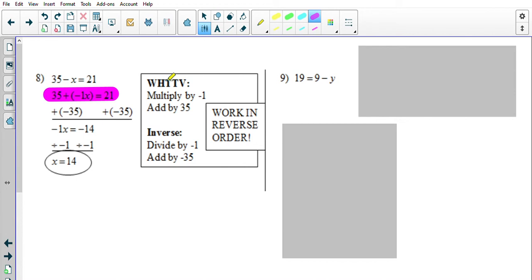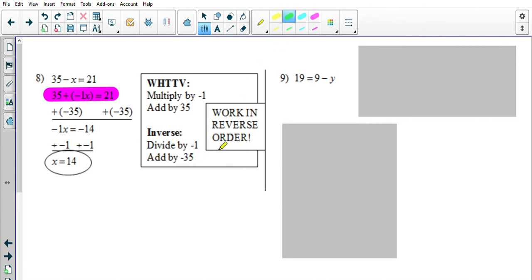So the mistake I see students do a lot with number 8 is they think they can just add 35 to both sides, and they end up getting a solution of 56. And that's not correct, you'll notice from the rest of the work. What we need to recognize is there's 2 things happening to the variable. We're multiplying by negative 1, and we're adding by 35. The inverse of multiplying by negative 1 is to divide by negative 1, and the inverse of adding by 35 is either to subtract by 35 or add a negative 35.